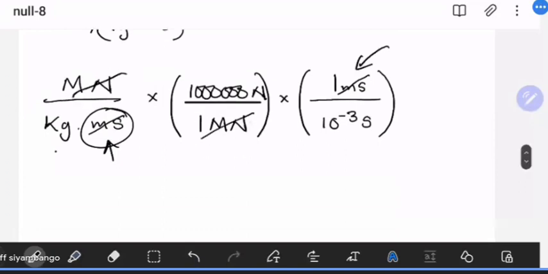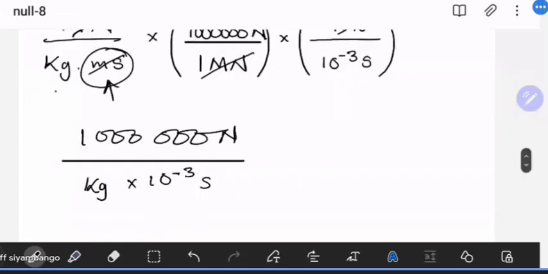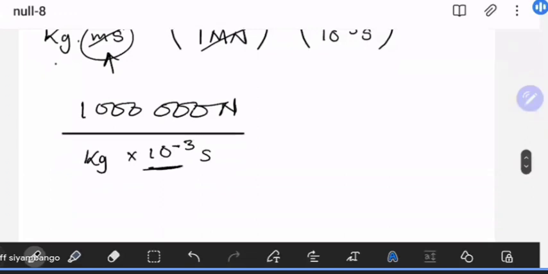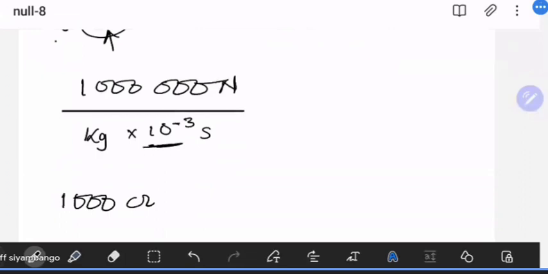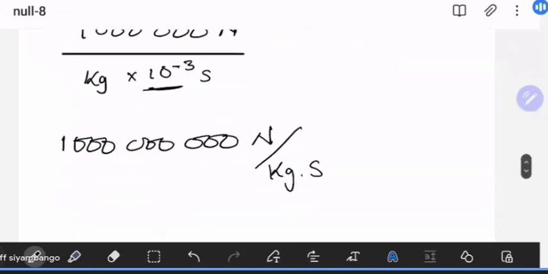What we have on top is 1 million newtons divided by, we have the kg here, and then we have the 10 to the -3 here, seconds. So when you simplify, the -3 here will just mean that we have more zeros on top. And then this is newton per kg second. So this becomes the solution that they want. And again, you can perhaps rewrite this and say that this is mega and present your answer as maybe 1,000 mega newtons per kg second.